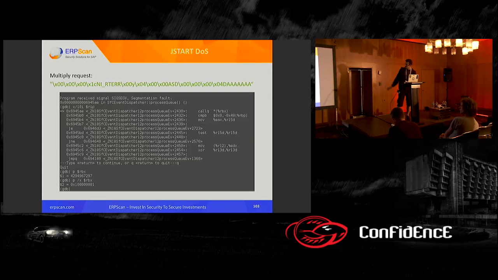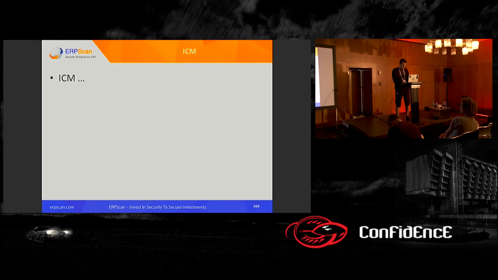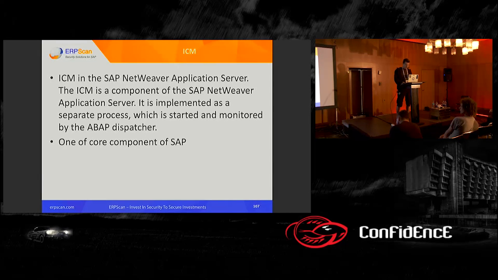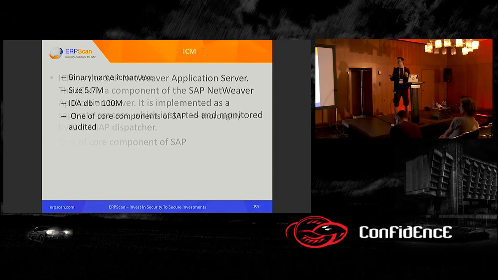On this slide, you can see multiple requests and a GDB session. Now we need only one more step for triggering RCE, remote command execution, remotely. And we try to find those bugs in ICM. Okay, what is ICM? ICM is the Internet Communication Manager, one of the core components of the SAP system, which is responsible for many things, for most of the things available via HTTP.